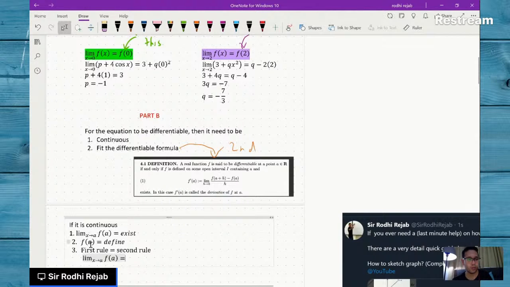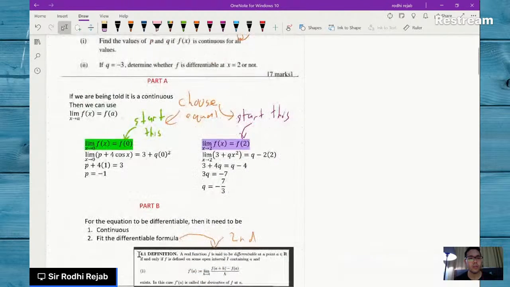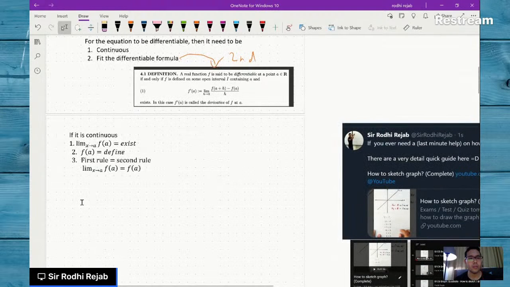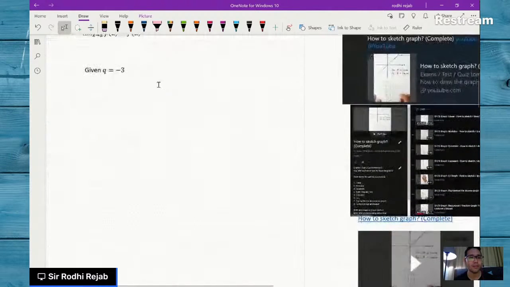Goes to second. I suspect we're going to use this one because they changed the value of Q. So part B, when Q is 3, given Q, but if I'm wrong, then we have to use the second definition I put just now. Q is negative 3. So let's copy them again because it's long.